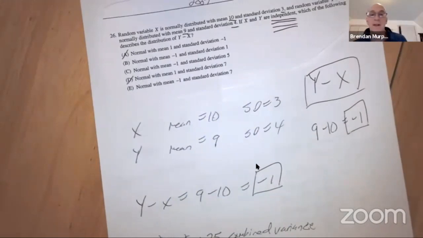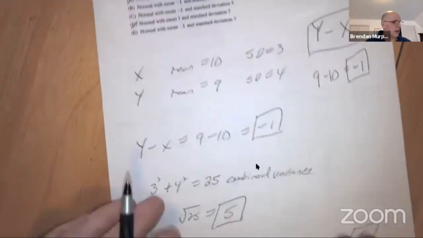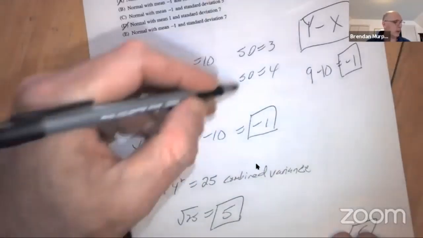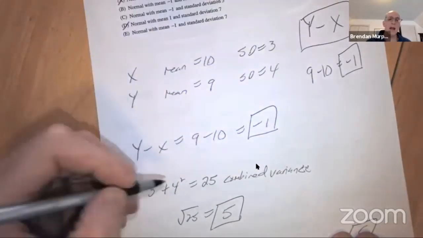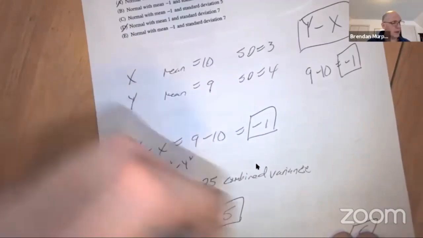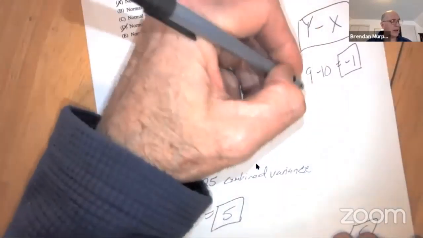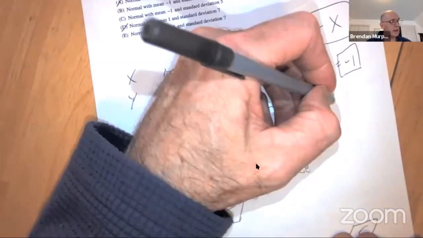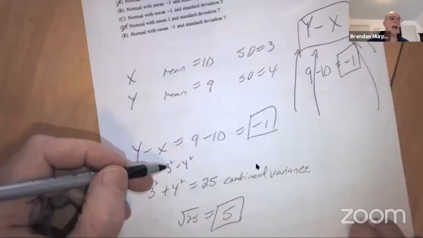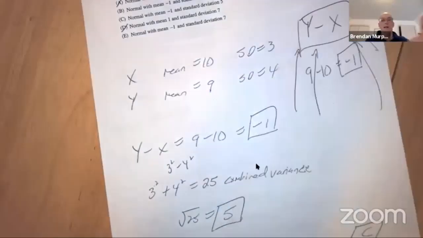I can't add standard deviations, but I can add variances. So I think I squared my 3, and I think I squared my 4. Now, many times my students want to subtract here. Mr. Murphy, you subtracted the means, the averages. Why don't you subtract the standard deviations? Let me just finish the problem, and I'll address why we can't do that.